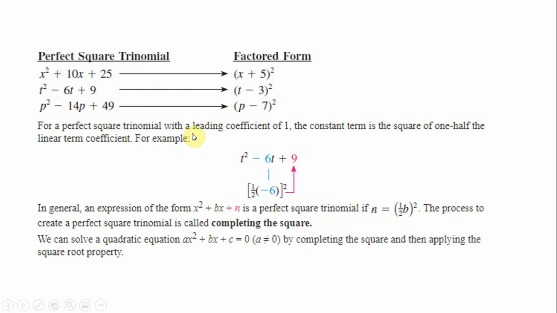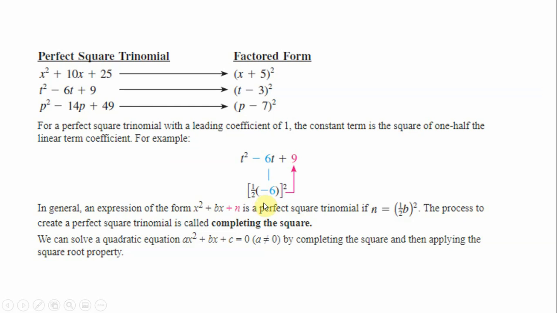So for a perfect square trinomial with leading coefficient of 1, the constant term is the square of 1/2 of the linear term coefficient. So here's kind of a backwards way of doing this: take half of this. If I square it, do I get this? Yep. Take half of it, square it, do I get that? Yep. Half of it, 7 squared, 49. So that's another way of looking at that.